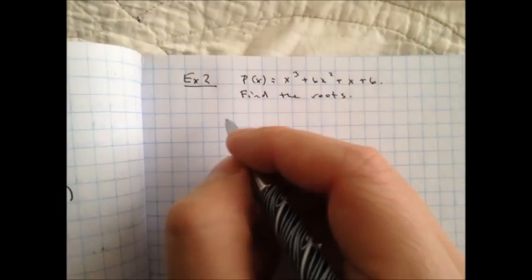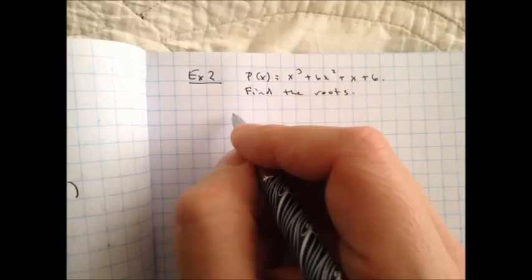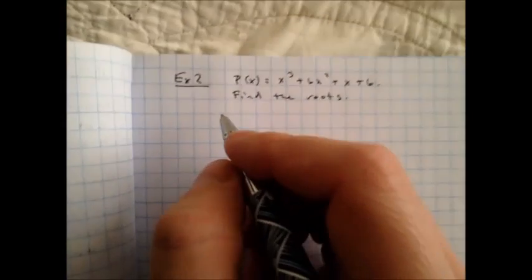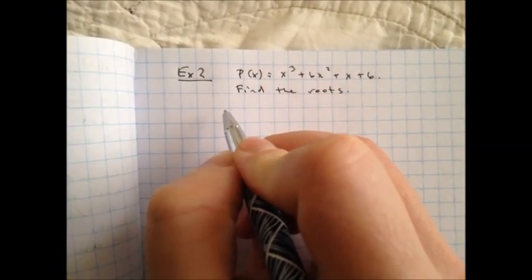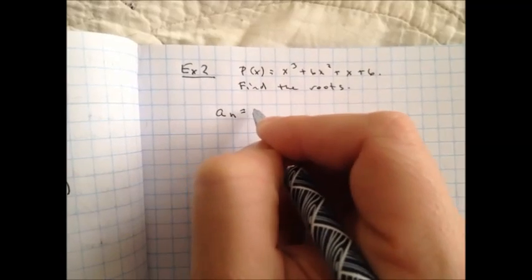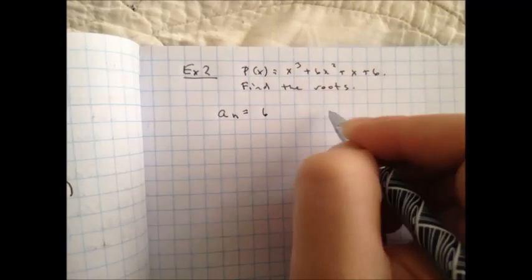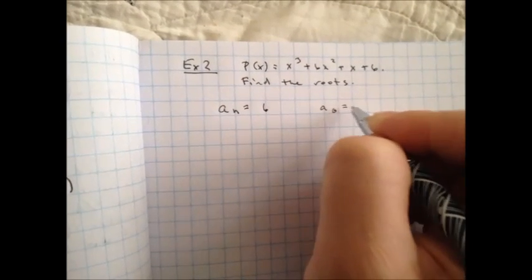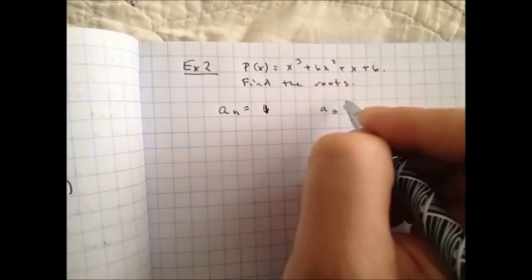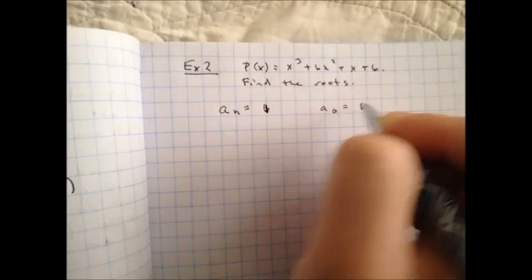So, and that's just some information that you really don't care about. So moving on. I know that a sub n is equal to 1, and a sub 0 is equal to 6.